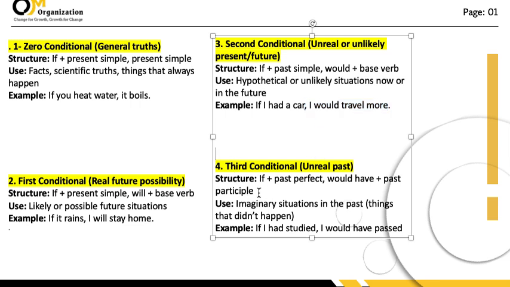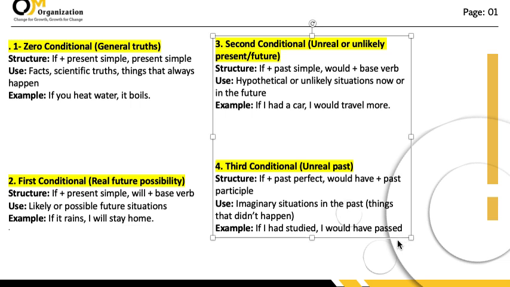Let's go to this one. Number 4. Third conditional clause, or unreal in the past. This one was unreal in the present or future. This one is unreal in the past. The structure is if plus past perfect. The result clause is would have plus past participle. When do we use it? We use it for imaginary situations in the past. Things that didn't happen. See, we're talking about the past. Things that are unreal for the past. For example, if I had studied, I would have passed.